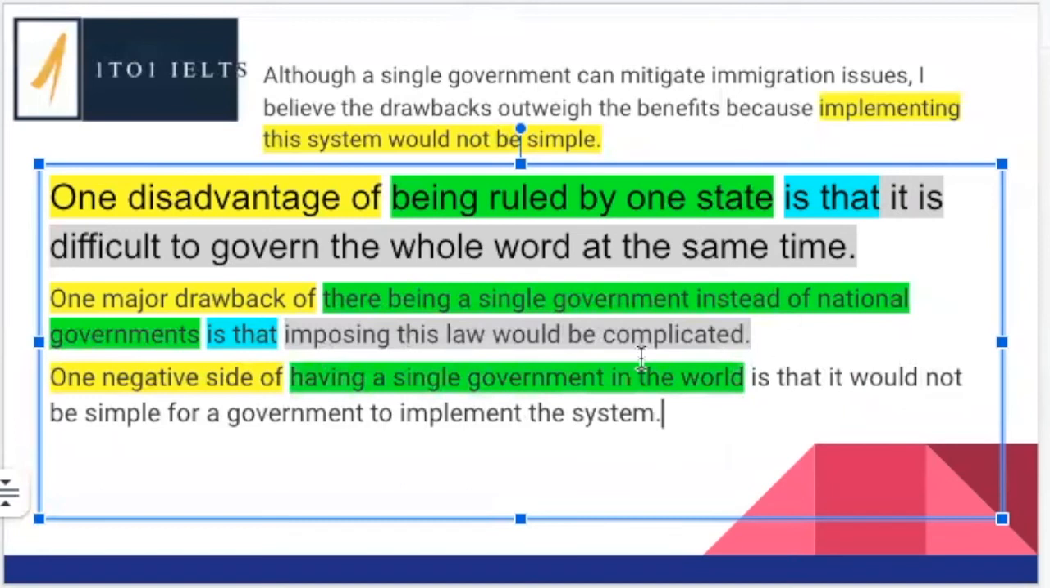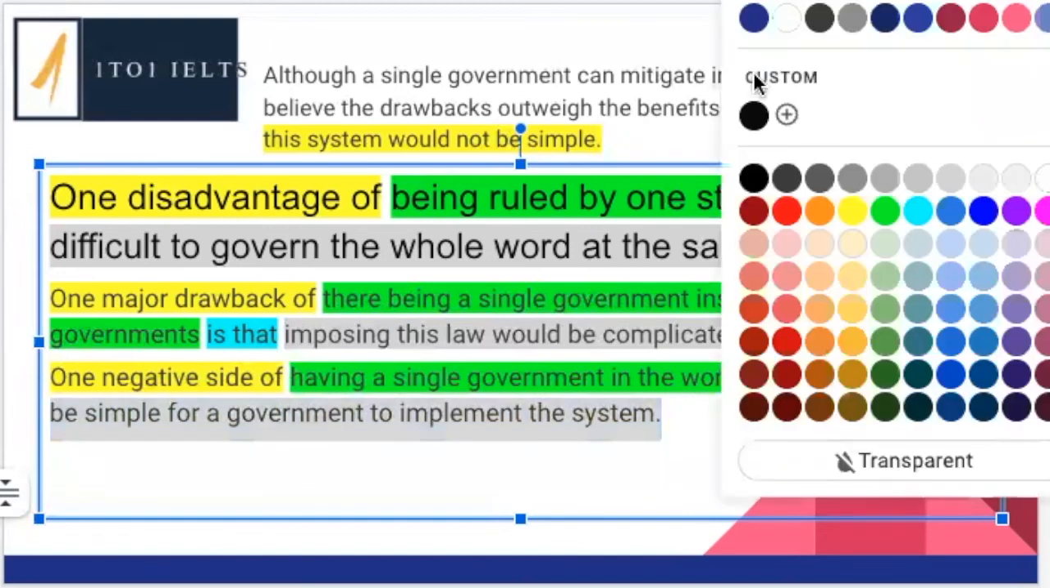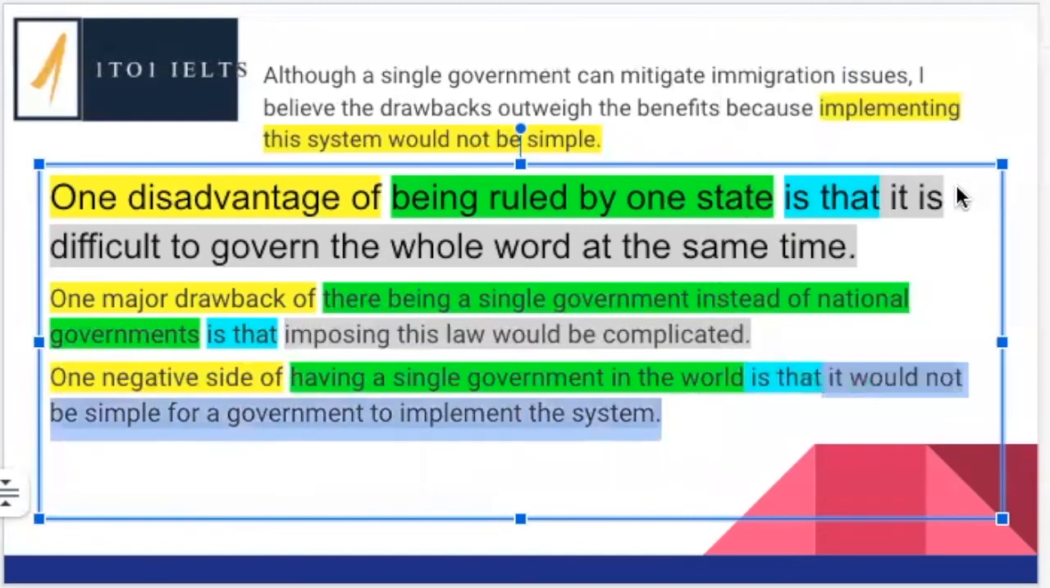But we are following this good structure, so well done. That's excellent. It would not be simple for a government to implement the system. Again, I'm loving the fact that people are just following this nice structure of subject, verb, object. Great job. Again, well done.